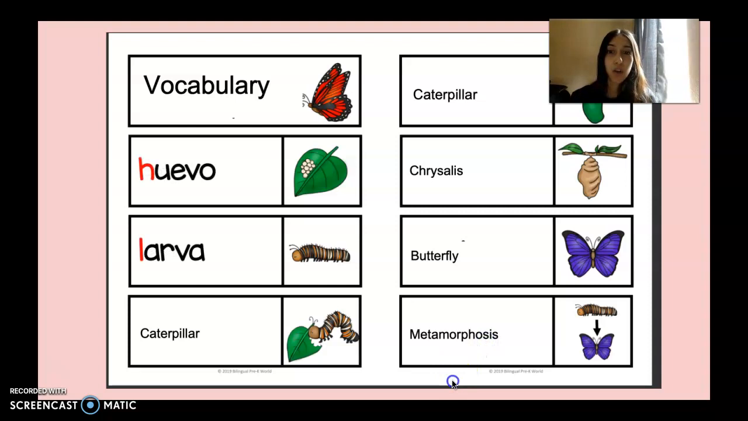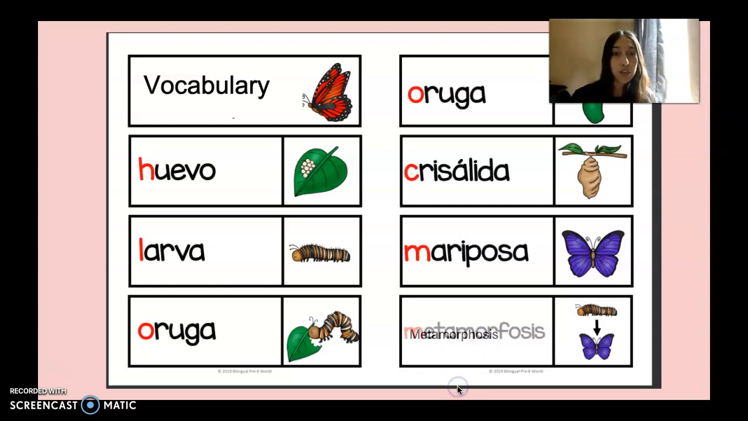Here we have our vocabulary, but we have it here in Spanish to help us in case it makes it easier for us to remember. Hey, I remember what a huevo is. That's an egg. That's going to help us remember. Or if you remember mariposa instead of butterfly, it's going to help you.